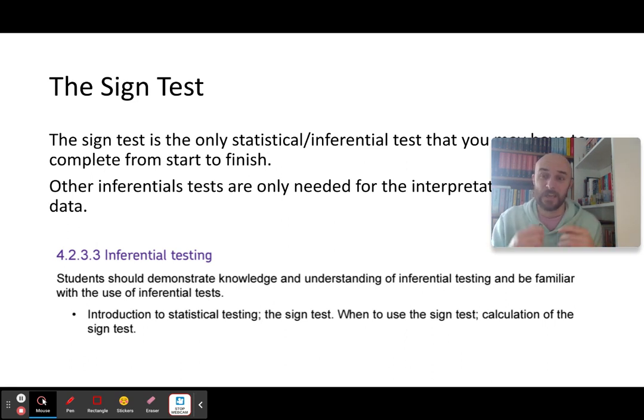You have two different types of tests: descriptive statistics, such as mean, median, mode, range, standard deviation. Descriptive tests just tell you what the data is. They describe the data, hence the name. But you also have inferential stats tests, like the sign test, the MANOVAs, ANOVAs, Wilcoxon, unrelated t-test, chi-squared. So in this introduction to statistical testing, the sign test, you need to know when to use the stats test and why you would use it, and also how to calculate it.